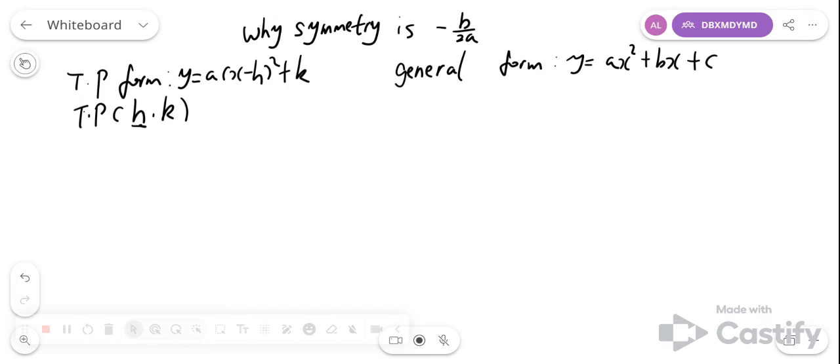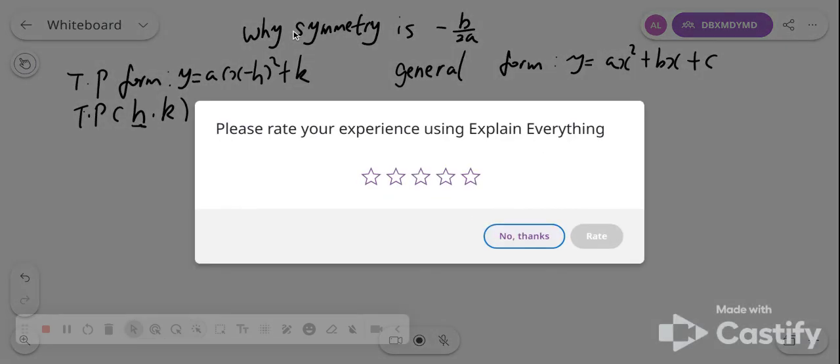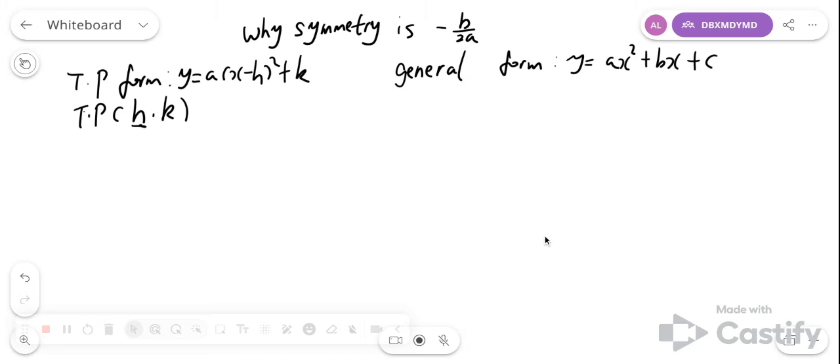But in general form, you can see there's nothing alike the turning point form. Even the letters are different. The only parts we have are x, a, and squared, but they are not really in a bracket. So in the turning point form, when we have this x minus h in the bracket to the power of square, what does it remind you? It should make you think of another term we've learned in year 10.